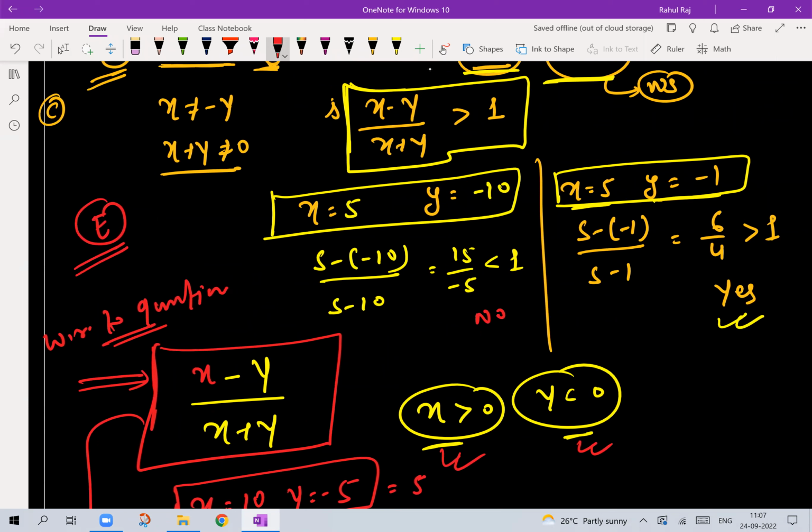How come C, Aman? It should be E. I didn't take the -10 and 5 picture into consideration. Perfect.